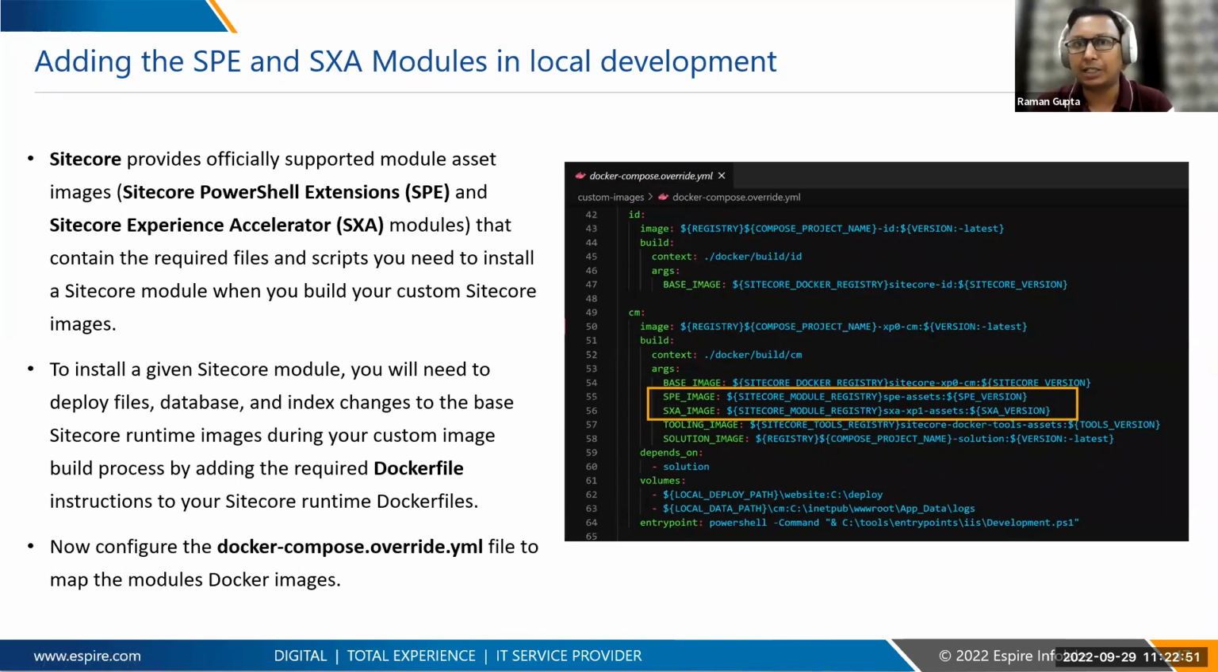Once we have added the Docker file instructions, we need to configure the Docker compose override file to map these module images. So here in this screenshot, if you see, we have the SPE and SXA image values, which are configured to use a Docker image repository for each module. So these paths we will get from the image provider. For SXA and SPE, Sitecore itself is the image provider. So we get this path from the Sitecore official repository.